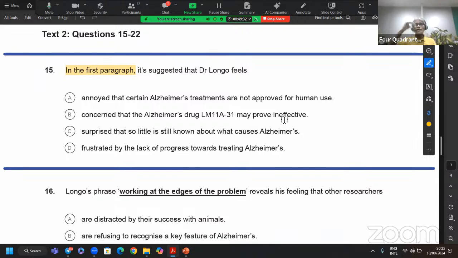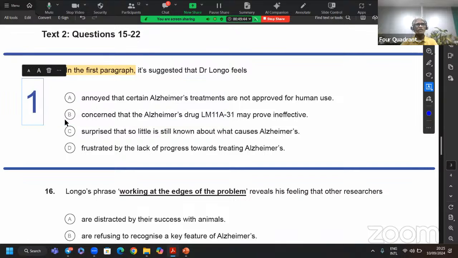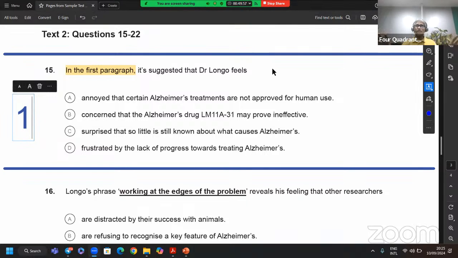So identify all the pointers. This one will be in the first paragraph only. You will get this one in the first paragraph. So just write number 1 here. That means you will get this answer in the first paragraph only. Remember that. Now, simplified. We are not bothered about one full test now. We are bothered about one question with one paragraph. So no panic.